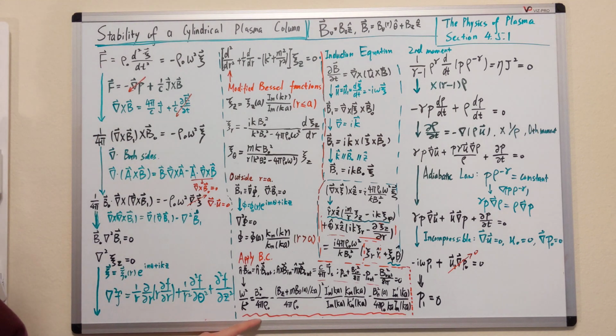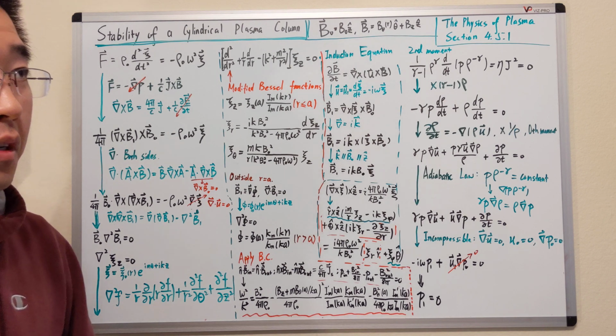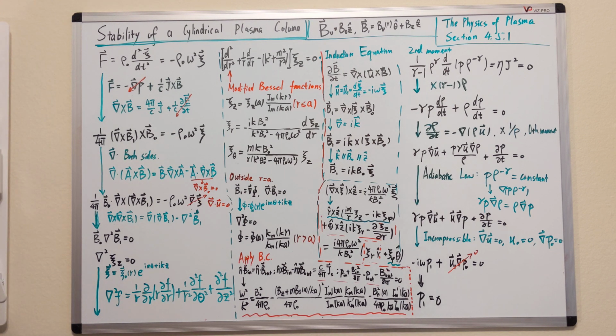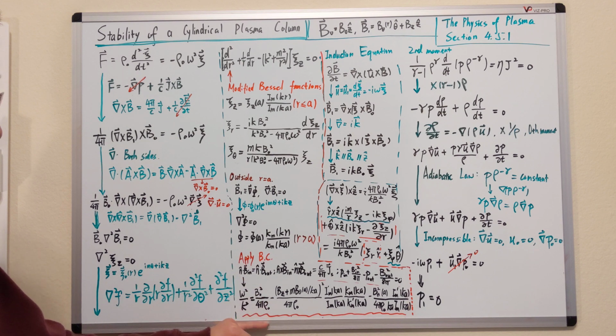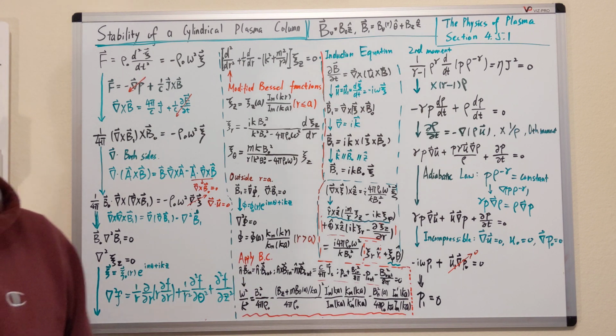And this dispersion relation can give us some information about stability. If the right hand side becomes negative, then omega will be an imaginary number. Thus, we will have instabilities. Of course, I will derive this in further detail in the next videos.